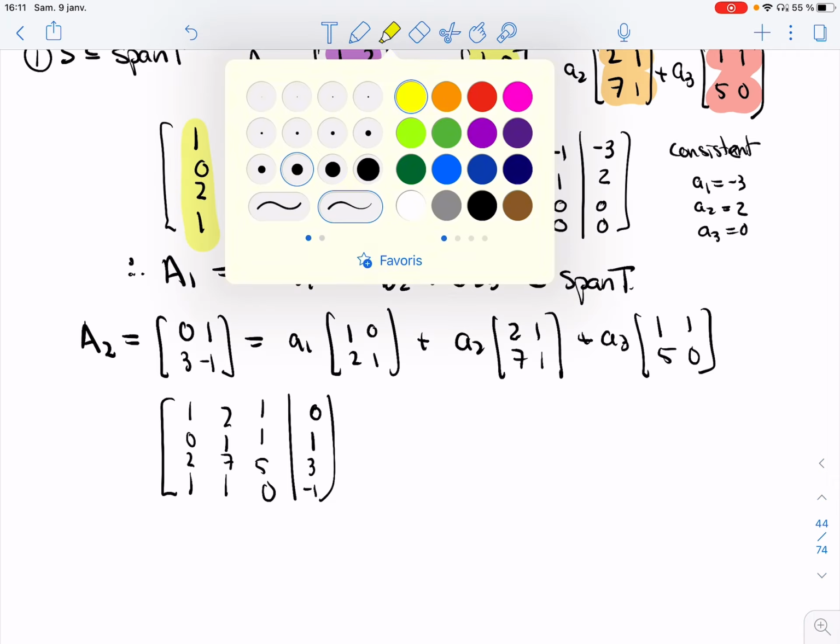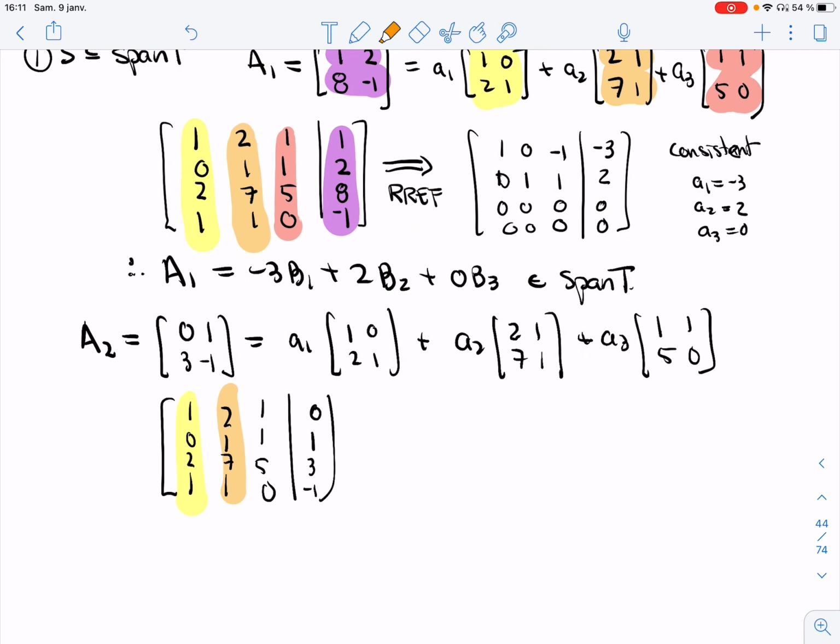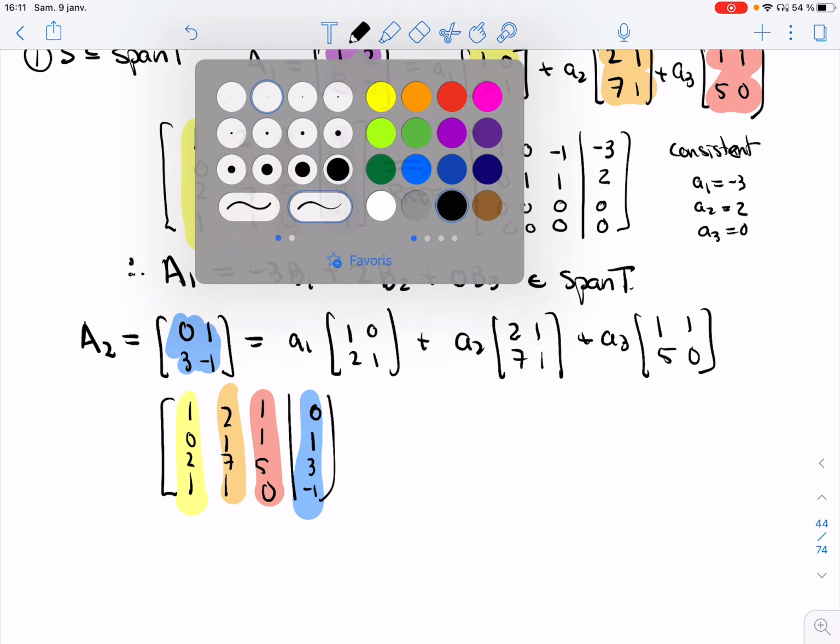So again, same yellow, same orange, same red, but now let's use blue. This one is slightly different. All right, again, you reduce, you hope that the system is consistent.